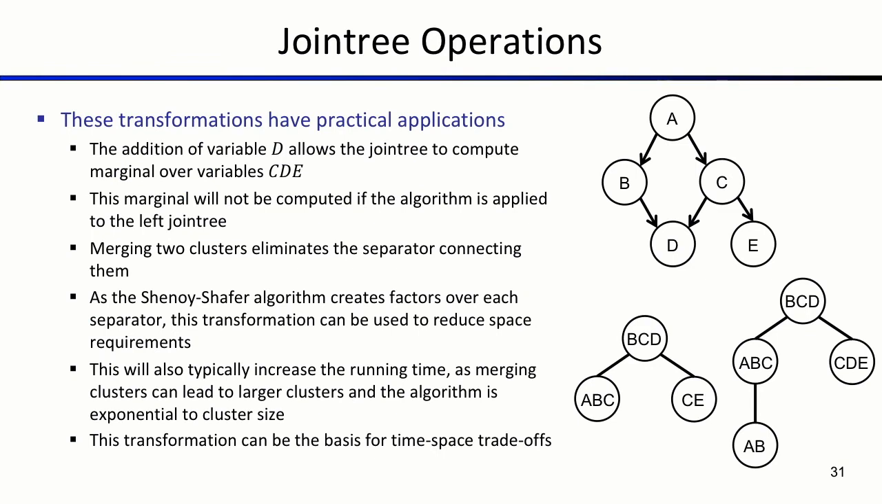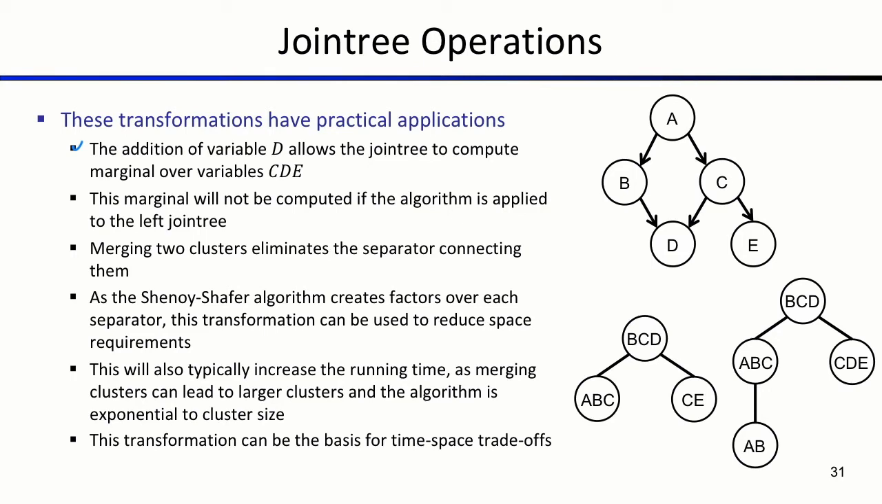So good, but why are we talking about those operations, right? What are the uses for those operations? Actually, they are quite useful in practice. We have listed here a few ways that we can use those operations. First, the addition of a variable D allows the joint tree to compute a marginal over variables C, D, and E.